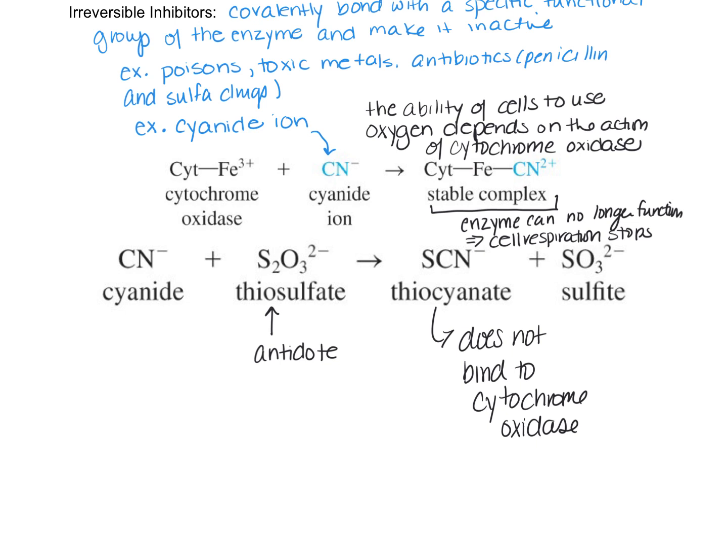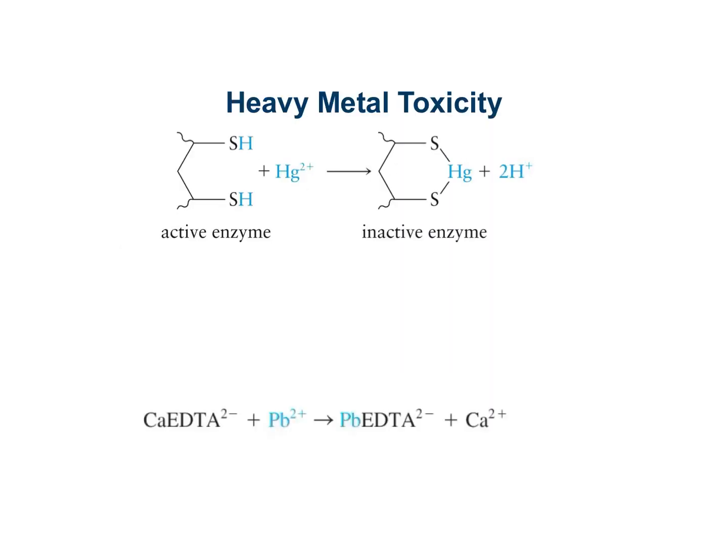Now, another example of this is heavy metal toxicity. So heavy metal toxicity, these would be things like mercury would be a really good example. So Hg2+ or lead 2+ are examples of heavy metals, and that's just due to their ability to render part of the enzyme ineffective.